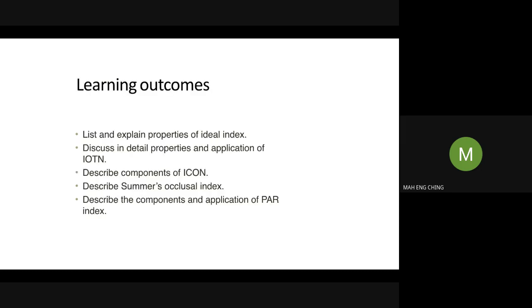So what's the outcome today? At the end of the lecture, you should be able to list and explain the properties of the ideal index. So for the index, there are certain criteria. Then discuss the detailed properties or application of IOTN. So IOTN, you're going to use it almost on a daily basis in government practice, but in private, maybe not that much. So describe the components of ICON, then describe the summary occlusal index, and you should be able to describe the components and application of the PAR index. So ICON, SUMO, and PAR score, you just need to know briefly. But IOTN, I want you to know it inside out. We're going to use it in the clinic.